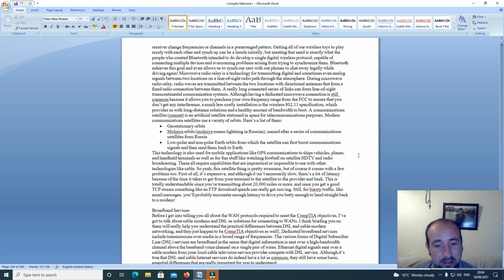So yeah, this satellite thing is pretty awesome, but of course it comes with a few problems too. First of all, it's expensive, and although it isn't necessarily slow, there's a lot of latency because it takes time to get from your terminal to the satellite to the provider and back. This is totally understandable since you're transmitting about 20,000 miles or more, and once you get a good TCP stream, something like an FTP download, speeds really get moving.